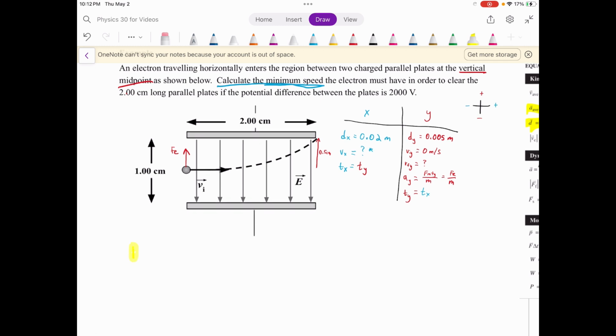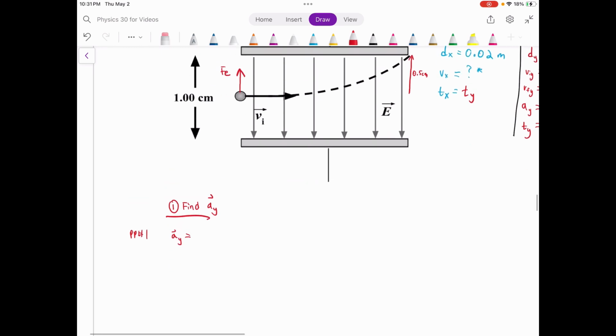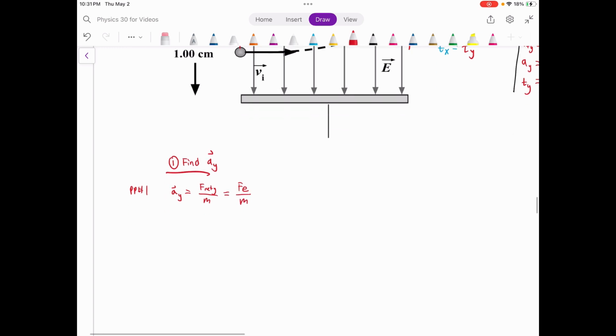Can we find the vertical acceleration, or AY? Well, we know that the acceleration of an object, whether it's vertical or horizontal, in this case vertical, will be equal to the net force acting on it in that axis divided by its mass. In this case, that's just the electric force divided by the mass. So the y acceleration will just be the electric force divided by the mass of an electron, and we have the mass of an electron on our formula sheet.